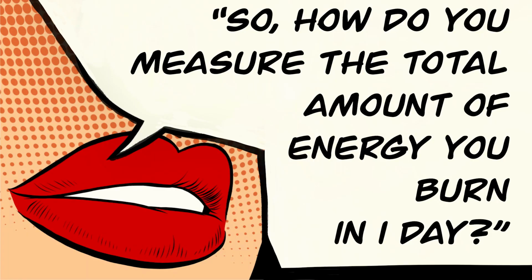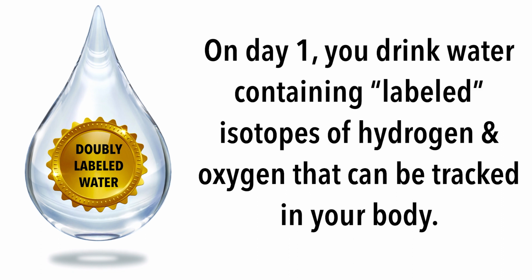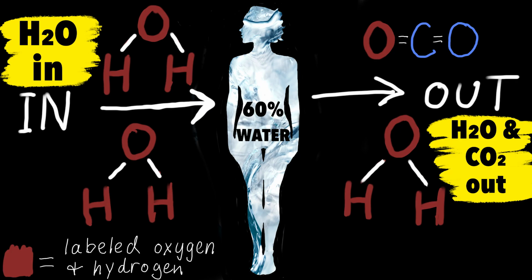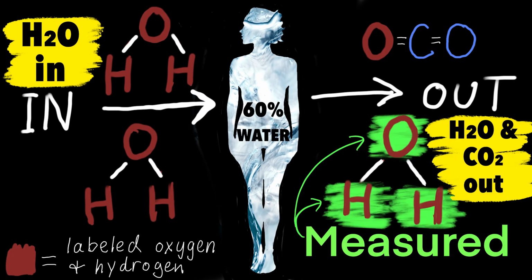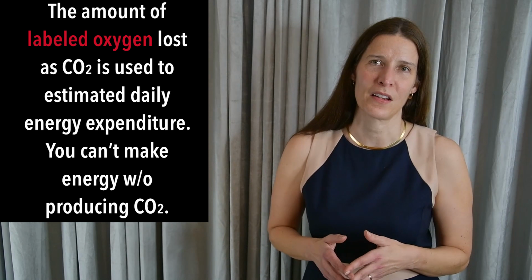For reference, the doubly labeled water method uses labeled isotopes of oxygen and hydrogen to track water and carbon dioxide molecules as they leave the body. This is an accurate way to track metabolism, as the burning of energy or food in your body always produces water and carbon dioxide as byproducts.